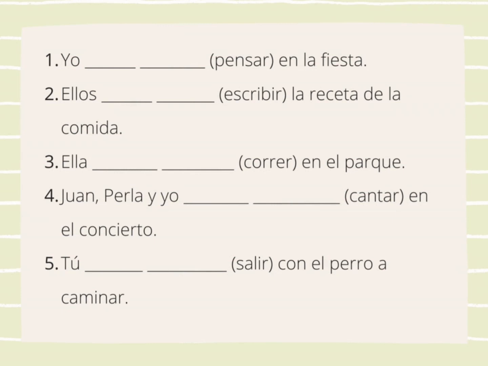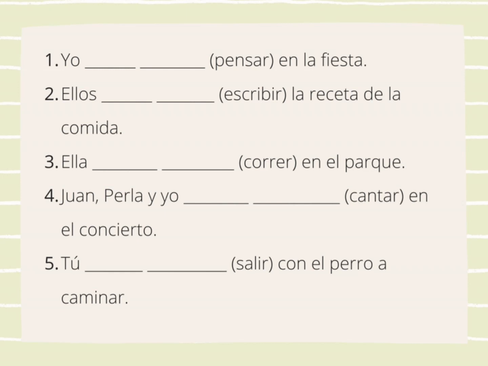We have 5 different ones, and I went ahead and put the verb that you're going to be using in parentheses, and these are in their infinitive form, so you will have to conjugate them, get rid of the AR, and add your ending. First sentence reads, yo en la fiesta. And I left 2 blanks on purpose for you, so you know that we're going to use the estar and then our present participle. Our verb is pensar.